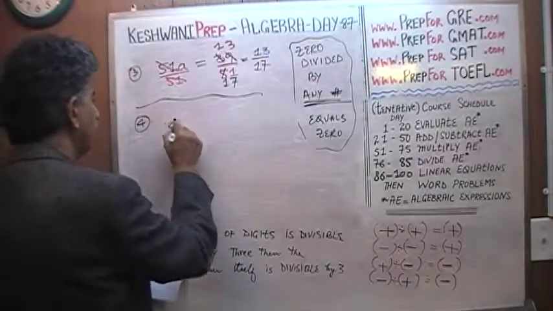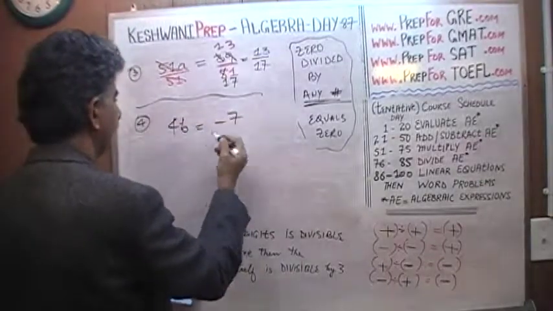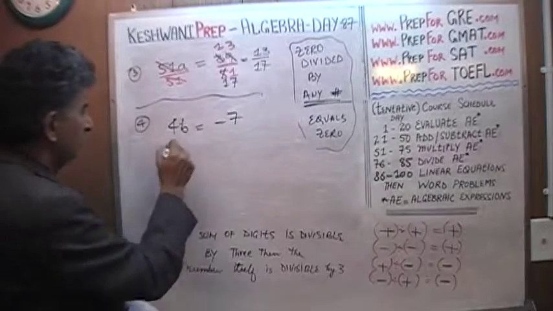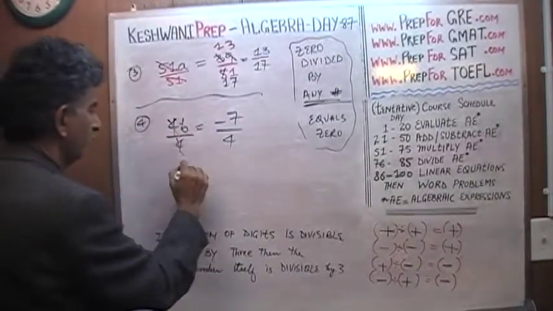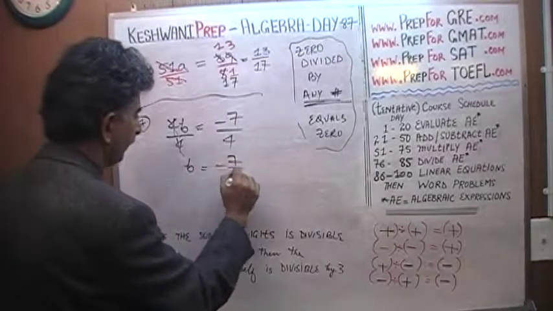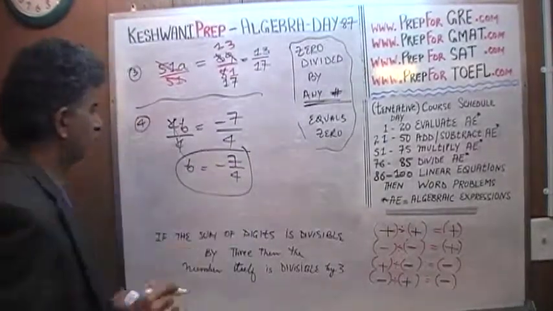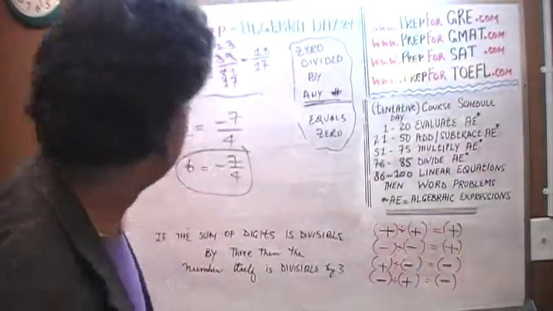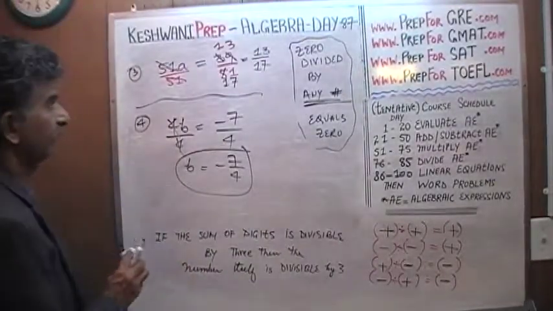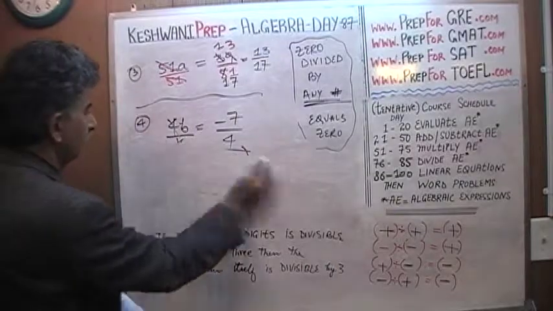The next one is 4b equals negative 7. How do we get rid of the 4? Well, divide both sides of the equation by 4. This 4 cancels out with this 4, and b equals negative 7 over 4. Voila. Let's go to the next one. Number 5. I need the room, I need to erase stuff.